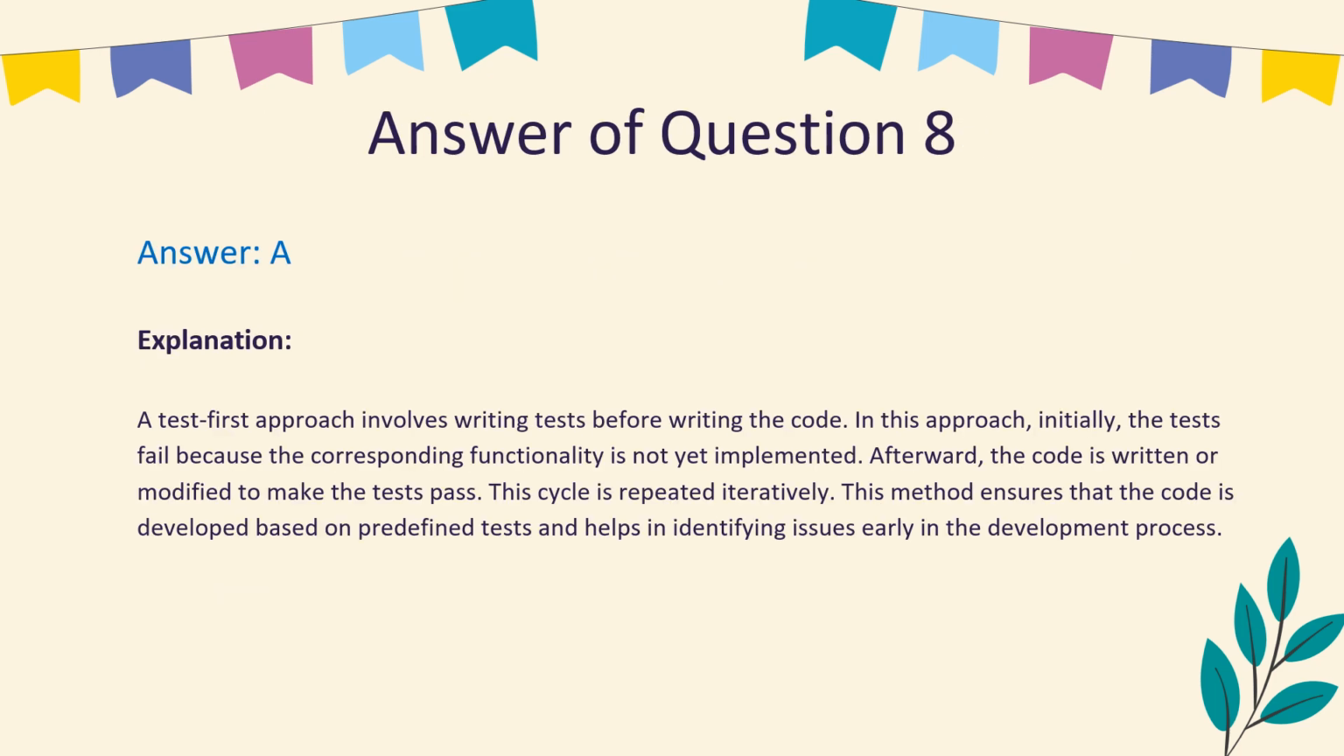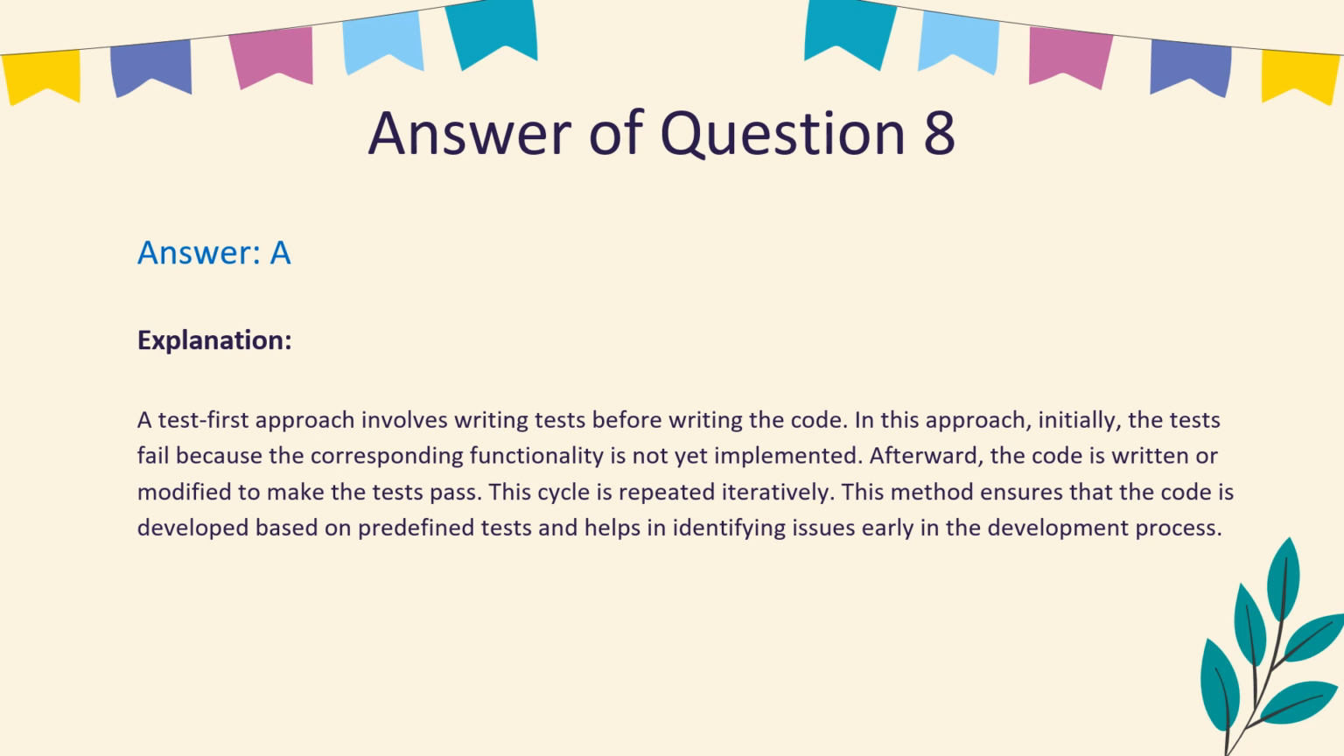19. The correct answer is A. A test-first approach involves writing tests before writing the code. In this approach, initially, the tests fail because the corresponding functionality is not yet implemented. Afterward, the code is written or modified to make the tests pass. This cycle is repeated iteratively. This method ensures that the code is developed based on predefined tests and helps in identifying issues early in the development process.